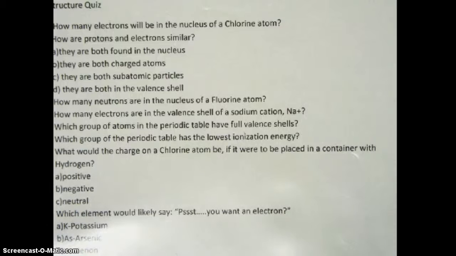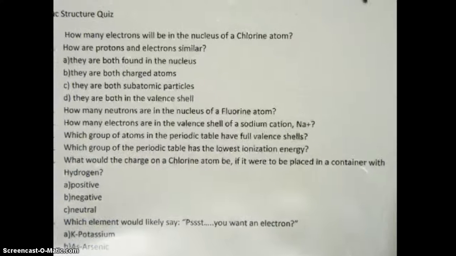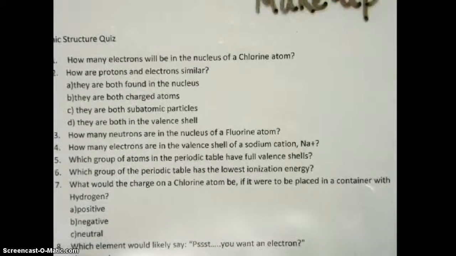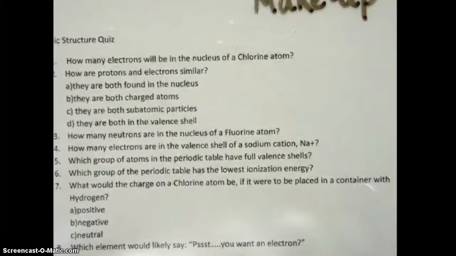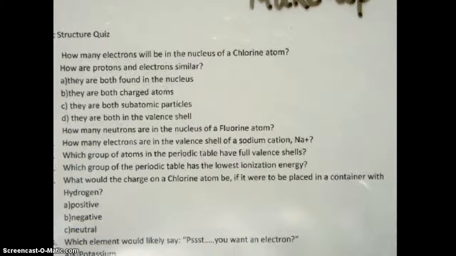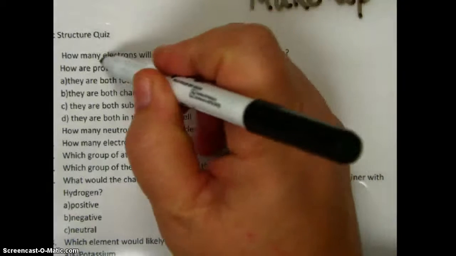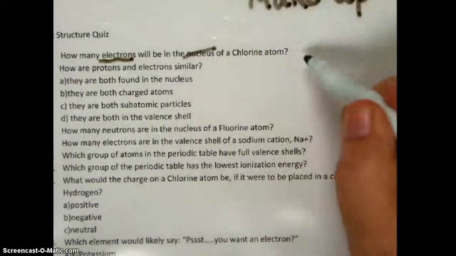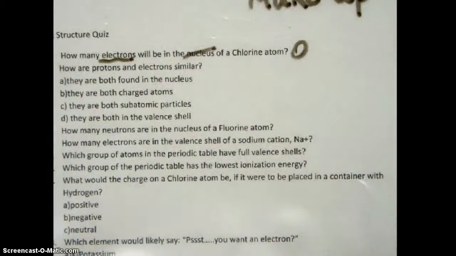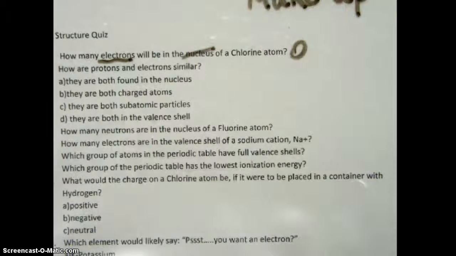Okay, I'm just going to take up the makeup quiz. This is for those students who were not here on the day of the regular quiz. How many electrons will be in the nucleus of a chlorine atom? Electrons are not found in the nucleus, so the answer to that is 0. Inside the nucleus we have protons and neutrons.